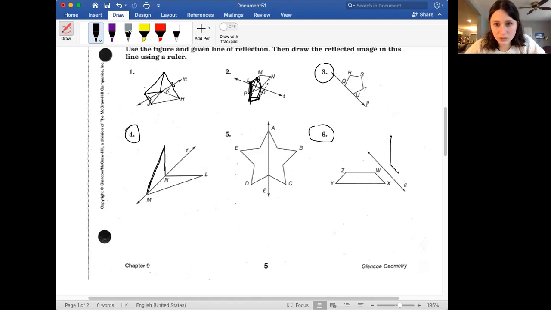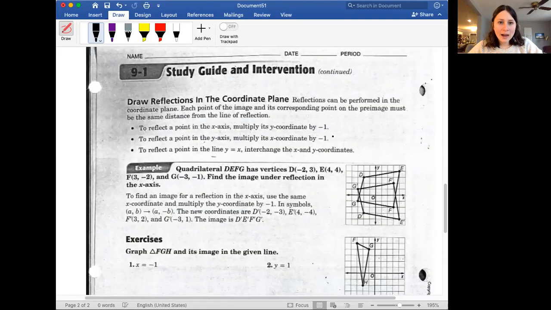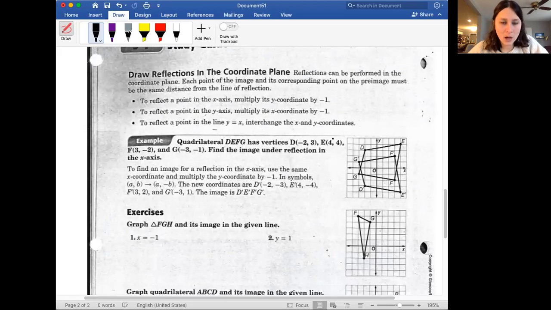It's going to have to go something like this, right? So you're just roughly getting that image drawn. It's going to have to go something like this, right? So that's your image drawn. Okay. Now when it comes to coordinate planes, when you're drawing a line of reflection, same idea applies.